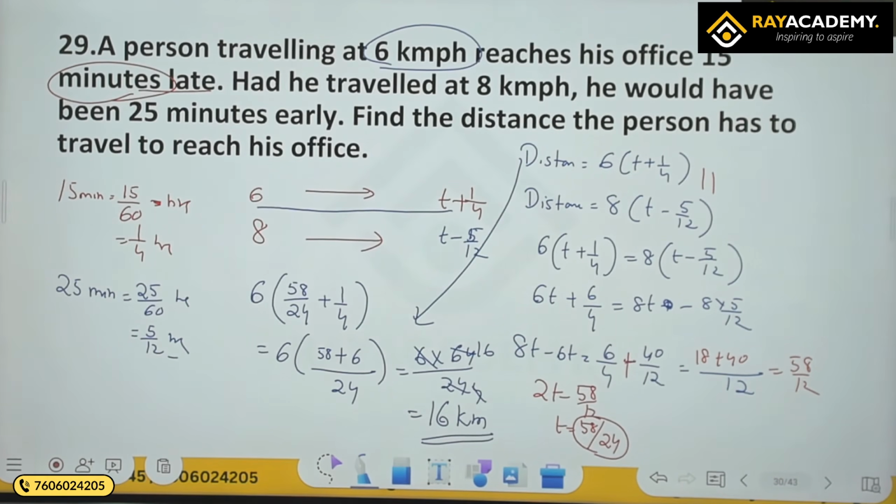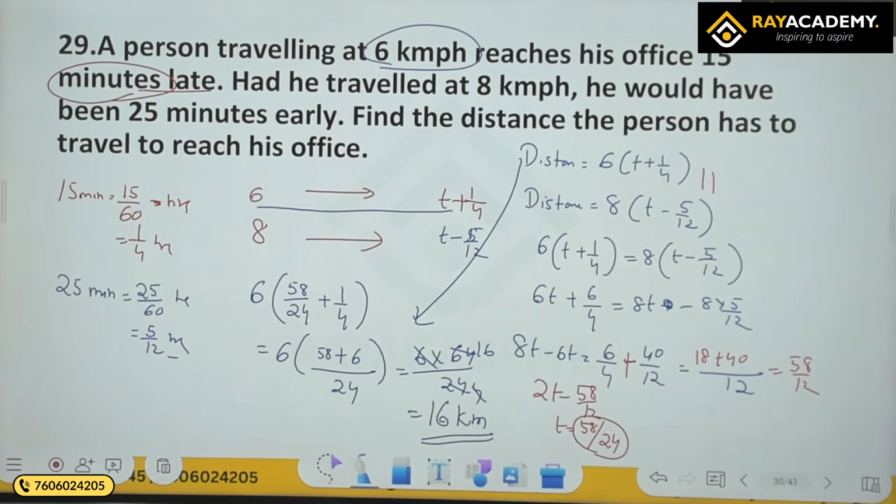So this question is very important. Many more often you will get this kind of question. In the first scenario, if your speed is 6 km per hour, it is getting late by 15 minutes. But most important thing is to convert minutes to hours, otherwise you will get all the answers wrong. So 15 minutes, if you convert in hours, it becomes 15 by 60, that is 1 by 4.